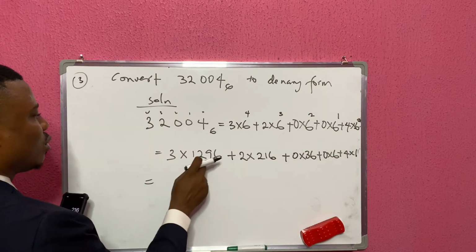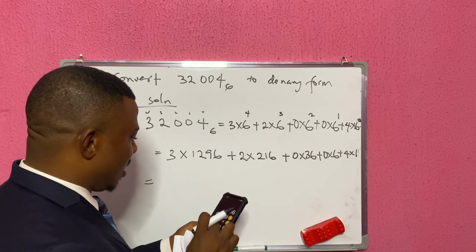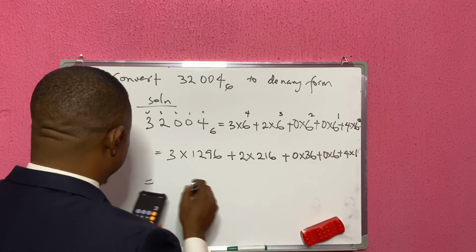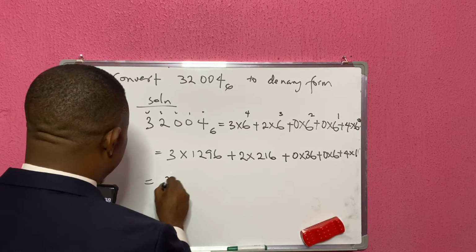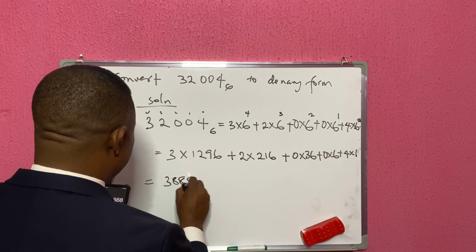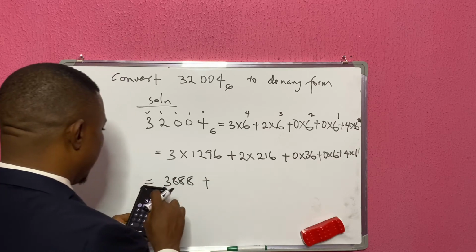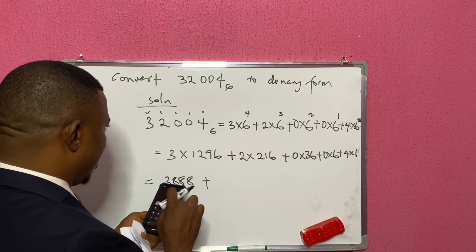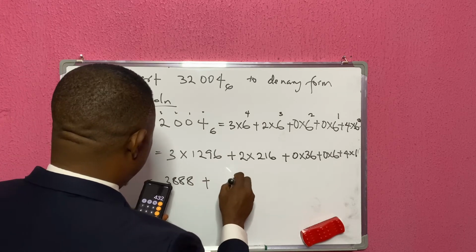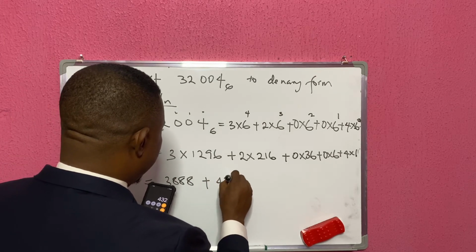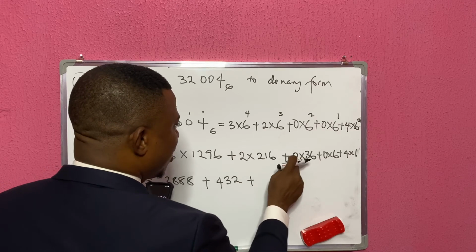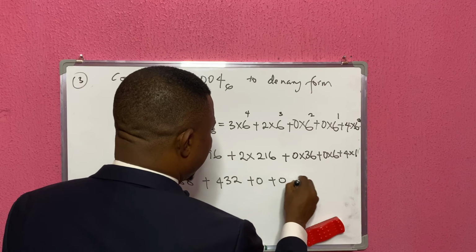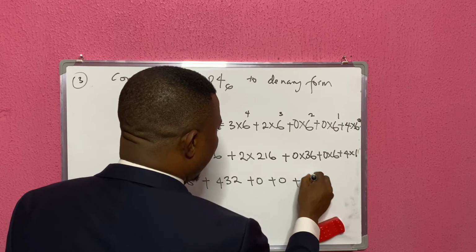You have 3 times 1296 times 3. You have 3888 plus 2 times 216. You have 432 plus 0 times 36 is 0. 0 times 6 is 0. 4 times 1 is 4.